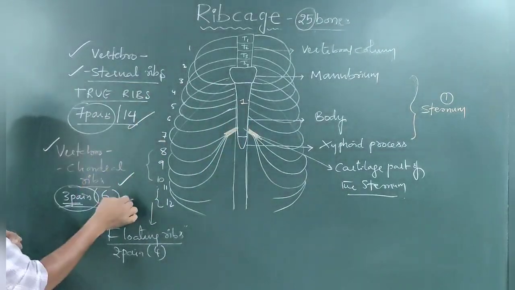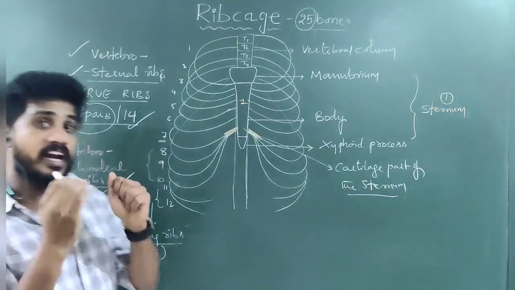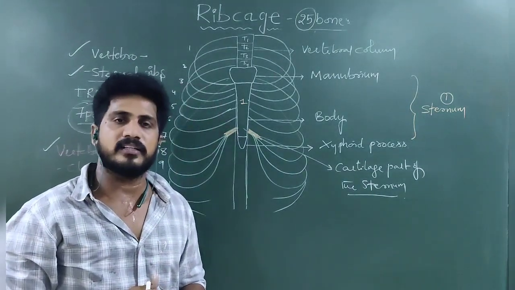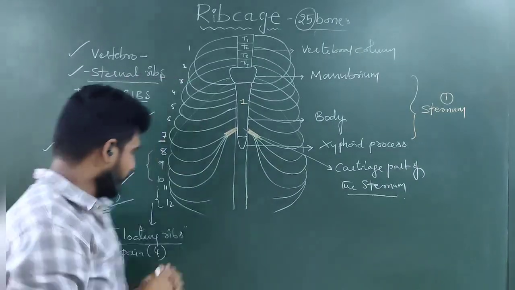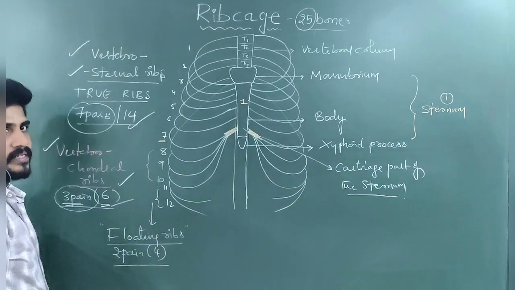But these two are not protecting the lungs. The vertebrosternal ribs and vertebrochondral ribs protect the lungs and the main organ, the heart, mainly the lungs. But the kidneys are protected by floating ribs. So the number of floating ribs is 2 pairs.